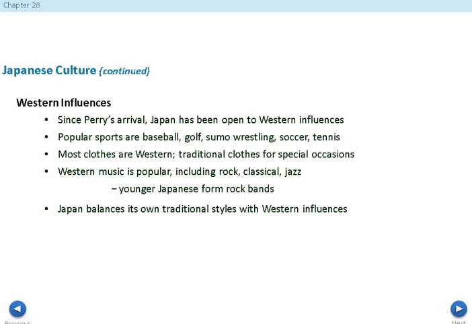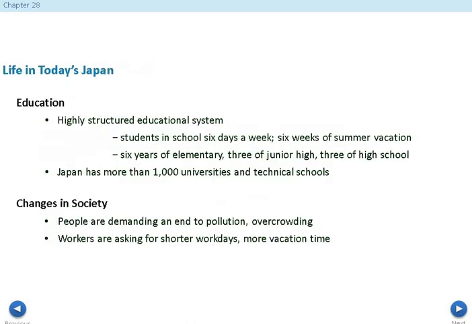Younger generation Japanese people form rock bands. And Japan is going to be an interesting area because they're going to be influenced by their old Chinese ancestral people, but they're also going to be influenced by Western countries as well. Now, last but not least, education: a very highly structured educational system.